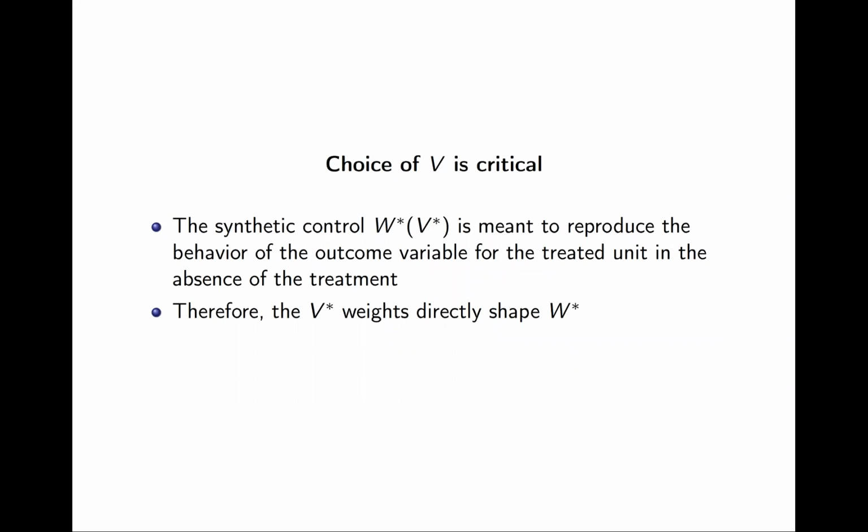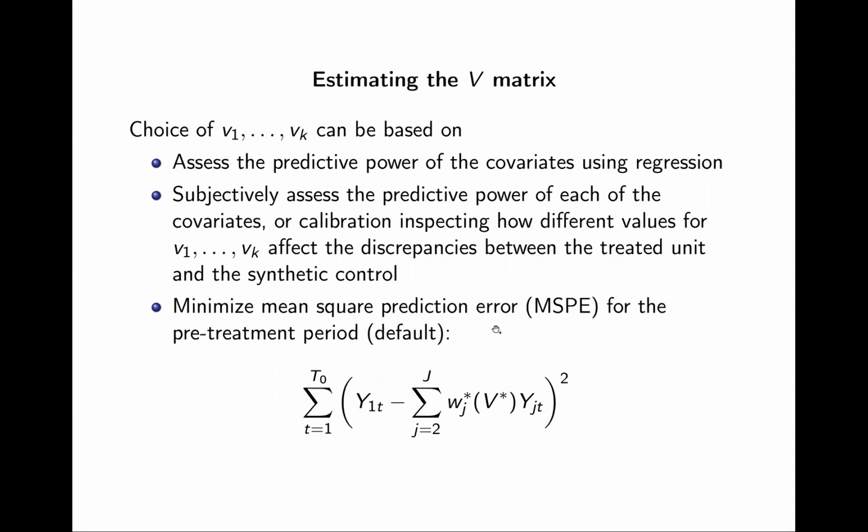So what should it be? Well, think about what we're doing. We are trying to get weights that will reproduce the behavior of the outcome for the treatment unit in the absence of the treatment, which is the pre-treatment period. So why don't we choose V that has that characteristic, that emphasizes those covariates that help minimize the gap in the pre-treatment period? So it's very common to simply let Stata use an optimal set of V star rather than loading it in and ad hoc choosing it.